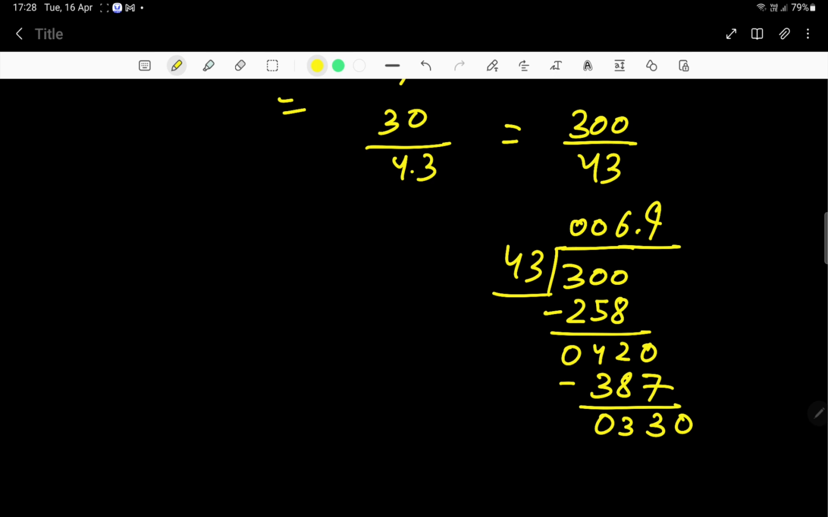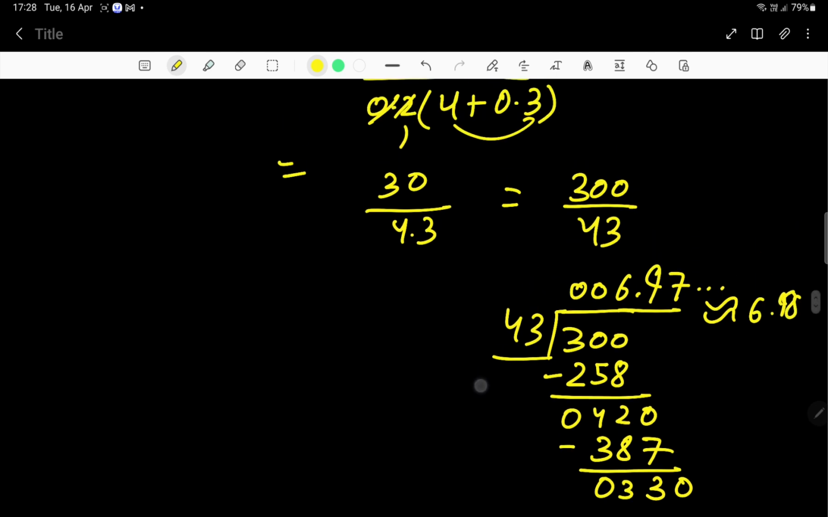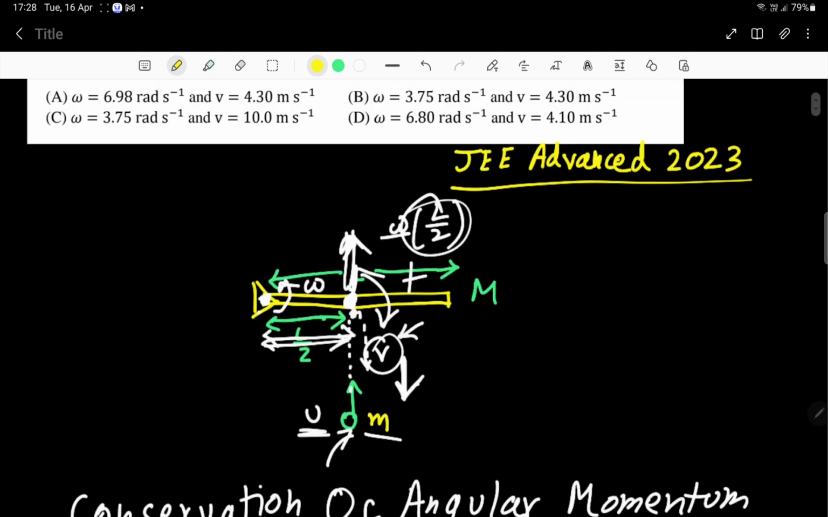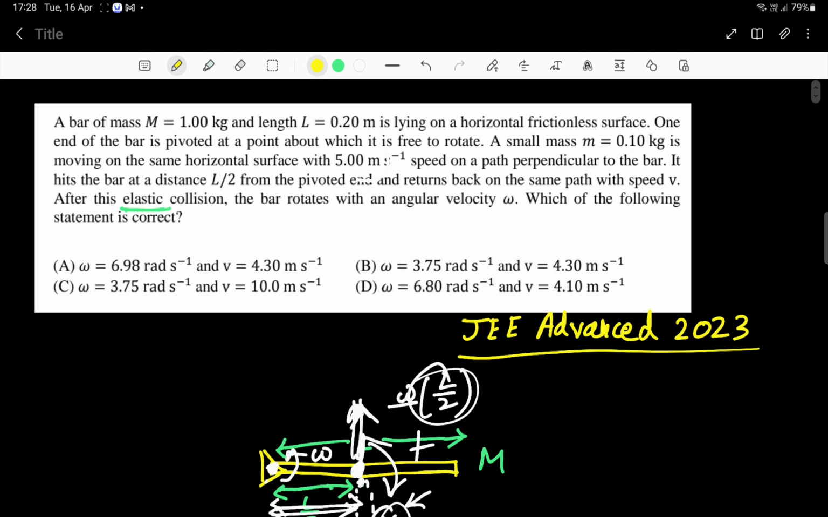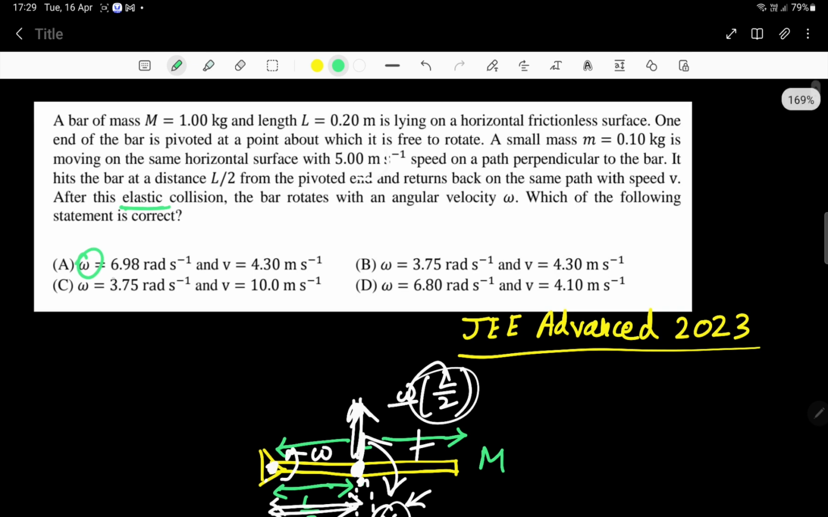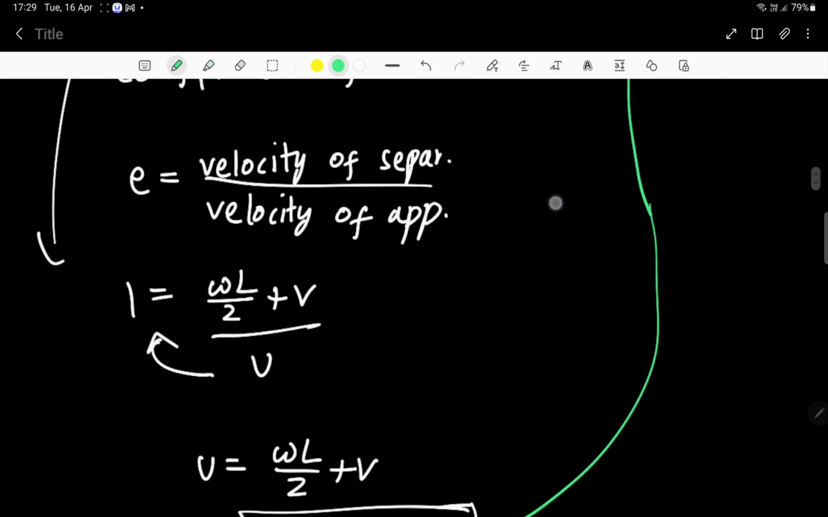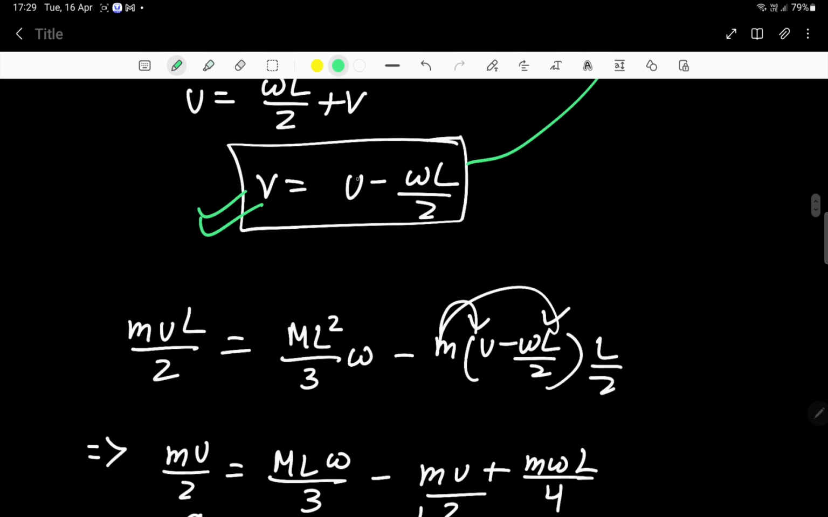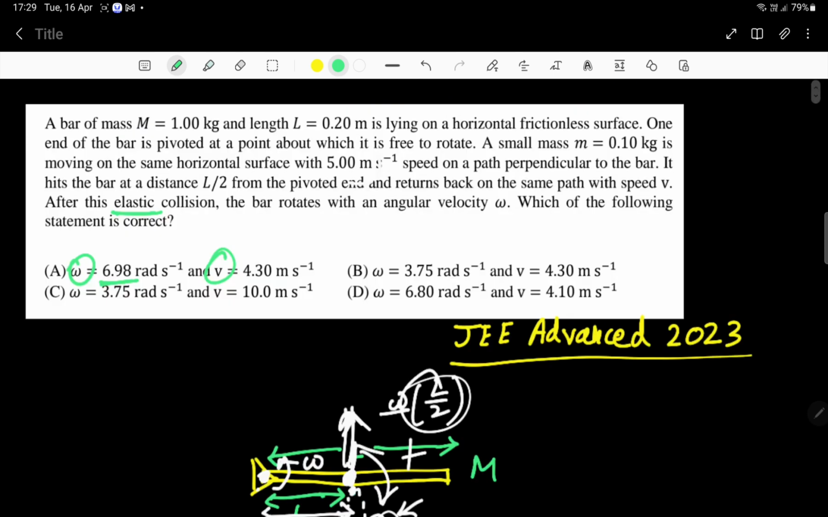And let's try 8 maybe. So 4 times 8 is 320, and 3 times 8 is 24. So yeah, approximately it is 6.7 something, or we can approximate it to 6.98 if we want to two decimal places. And let's check if our answer matches one of the options. So yes, it does indeed match with this option. So we have just found the value of omega, which comes out to be 6.98 radian per second. We can also find the value of v from the value of omega using this equation we got here. We know u, we now know omega, we can just calculate v.